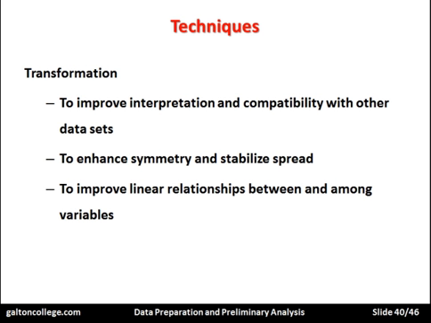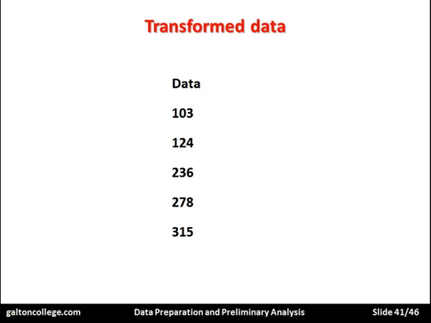It transforms the data so that there's a different take on the linear relationship. It's still the same data, just to illustrate this idea of transforming the data itself. So here's a set of data, 103, 124, 236, it could be whatever.